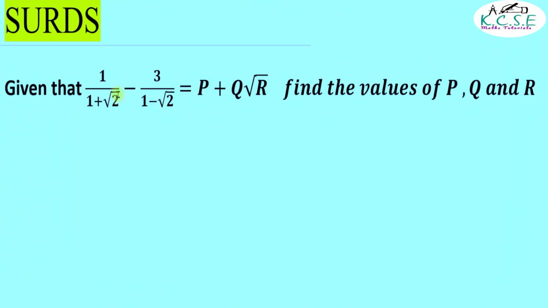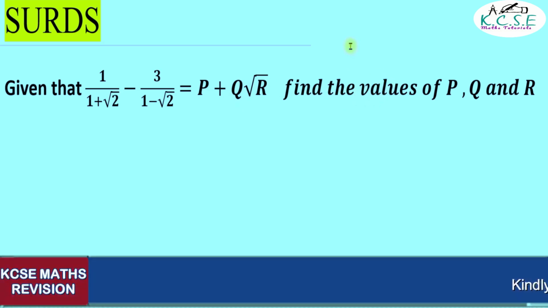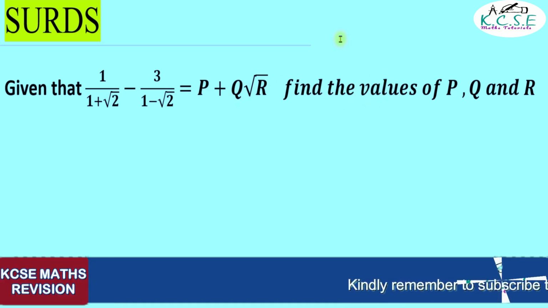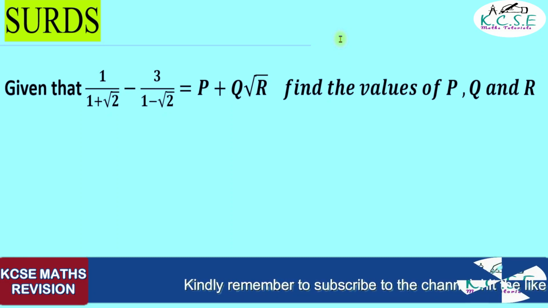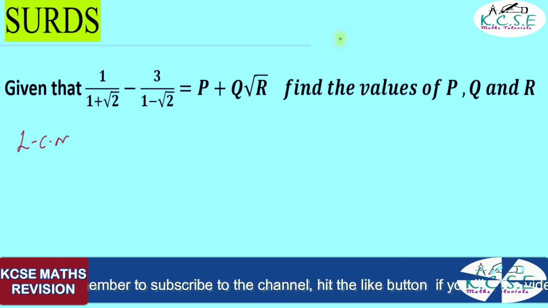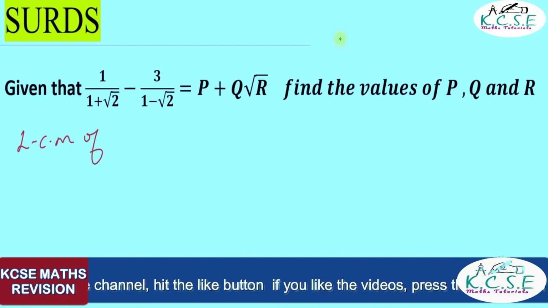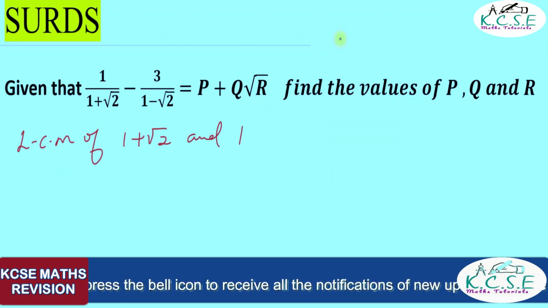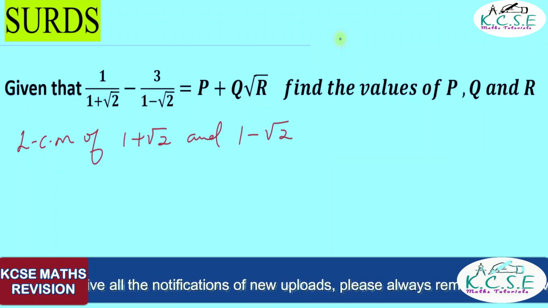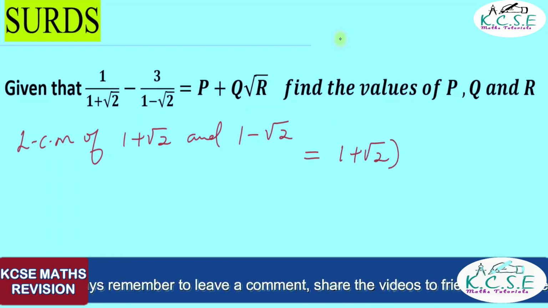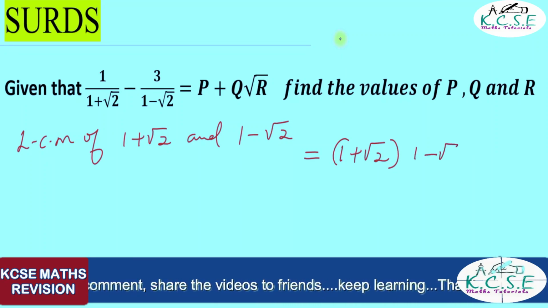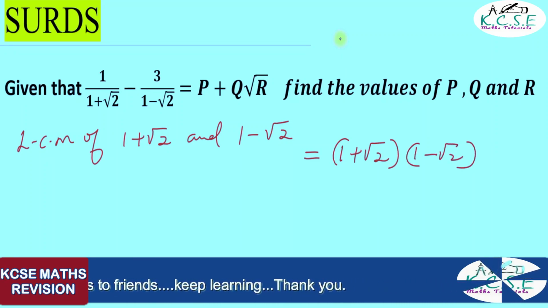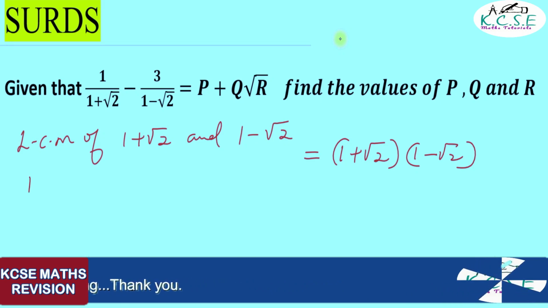Given that this surd is equal to p plus q root r, find the values of p, q, and r. So we're going to begin by first obtaining the least common multiple of the denominators, which are 1 plus root of 2 and 1 minus root of 2. The least common multiple of these two will be given by 1 plus root of 2 multiplied by 1 minus root of 2. The next step is to write down the fractions and work them out.